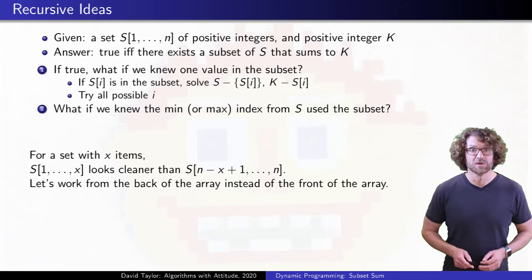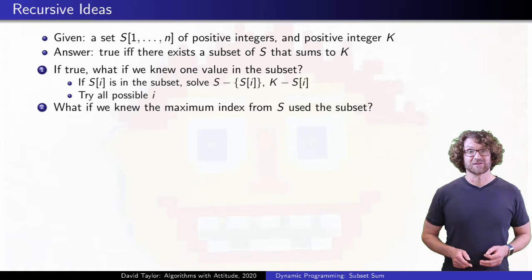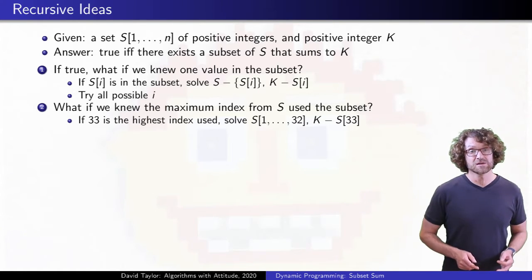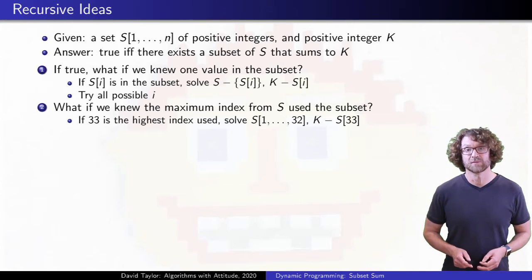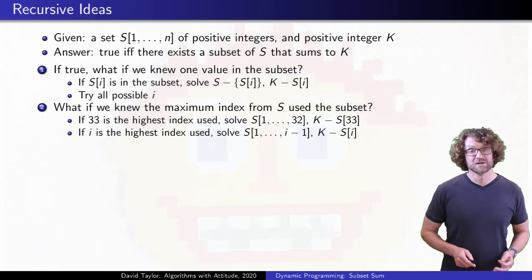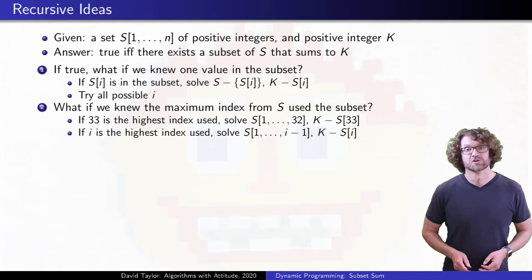So let's assume that we know the highest indexed integer to use. If that index is 33, we're left using integers with indices 1 to 32 from the set to build the target sum after you subtract the 33rd integer. Or, for the ith integer, it leaves you with indices 1 to I minus 1 in your set to build the remaining target. Try all possible I. How much better is this than our first try?